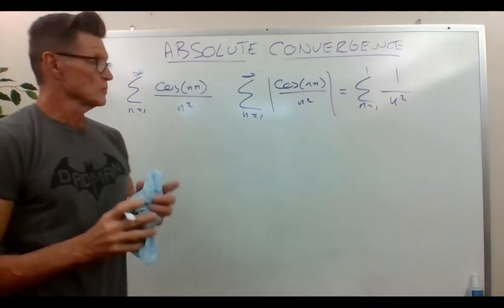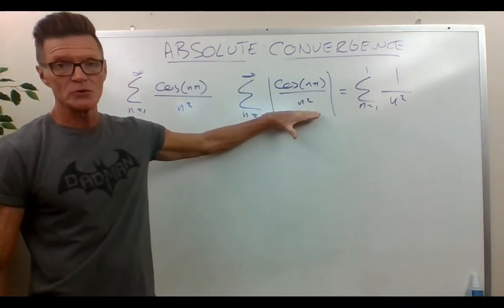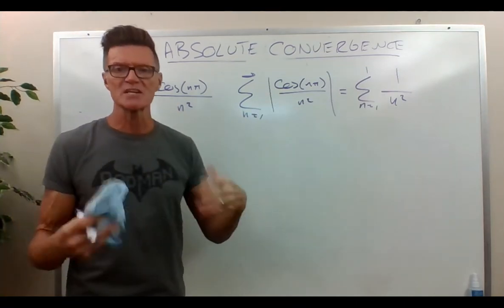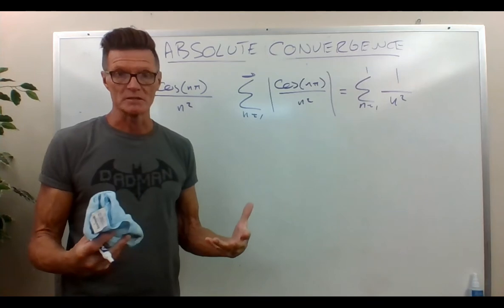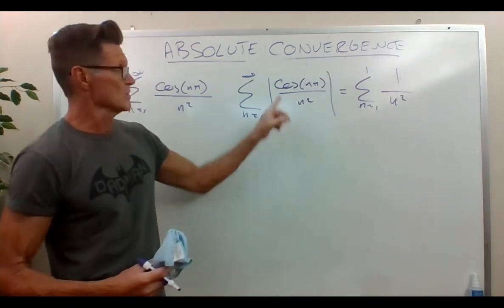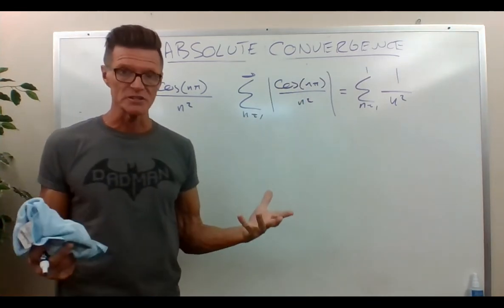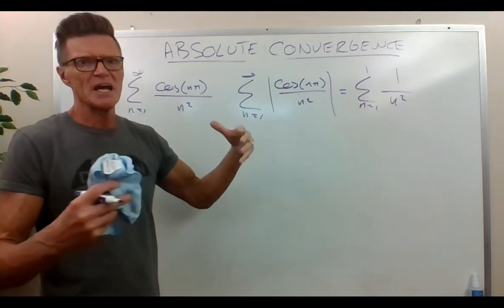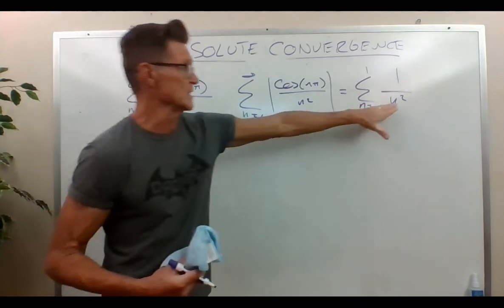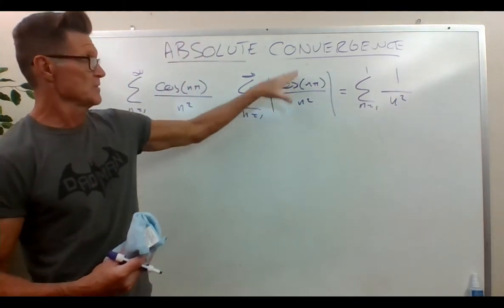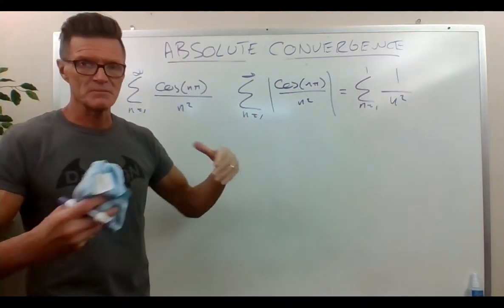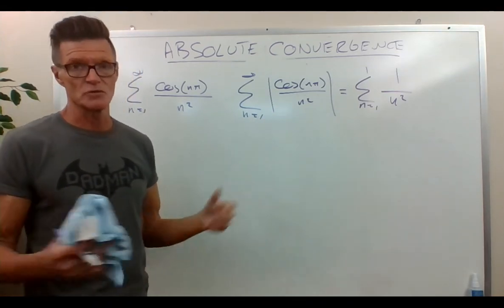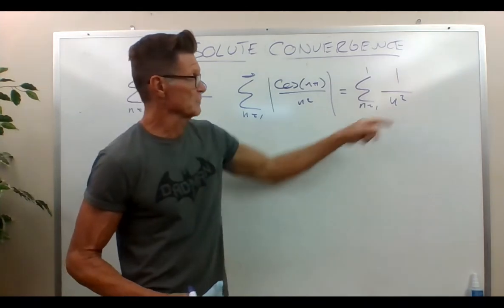So what we do when we take the absolute value is we essentially remove the part of the series that is causing the alternating part. Okay, it's causing it to alternate. Well, what's causing it to alternate is the cosine function. So all I did was to find a series or a sequence here that would represent this. I just removed the part of the a sub n that is causing it to alternate. So I end up with this.